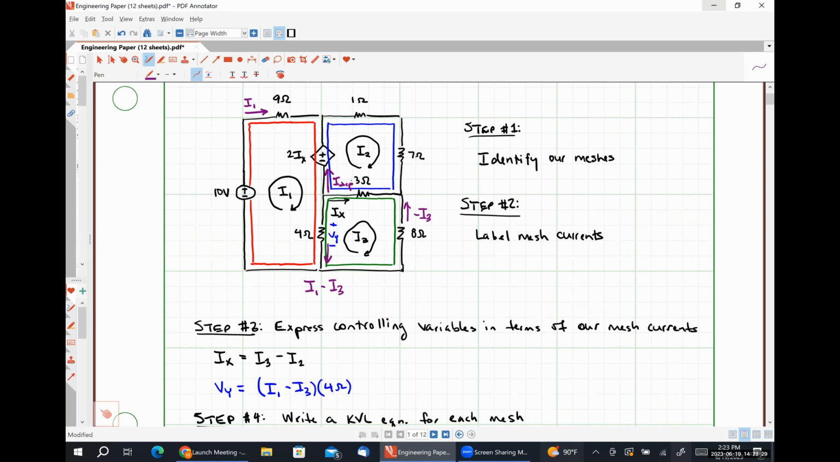As I2 passes through that voltage source, it's flowing from bottom to top. So that's why I2 gets a positive sign. When I1 flows through that voltage source, it's flowing from top to bottom. So it should get a minus sign. So that current I dependent is going to be I2 minus I1, exactly correct.